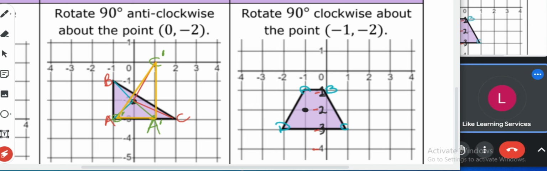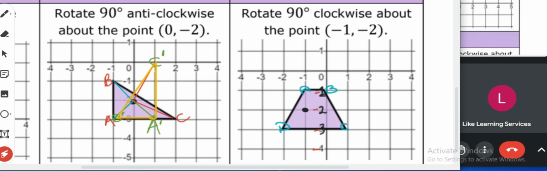Okay, so we've labeled the vertices with letters. You can start drawing. This one is clockwise, isn't it? 90 degrees clockwise. Yeah. Let's go.